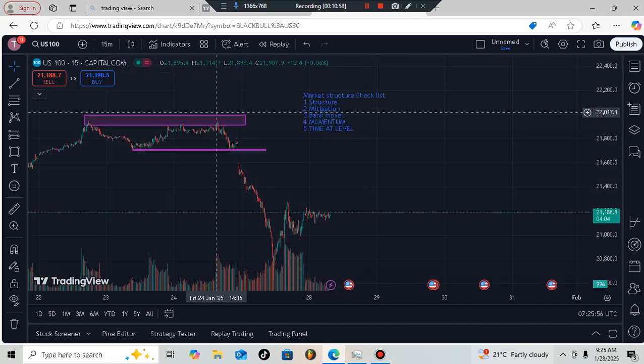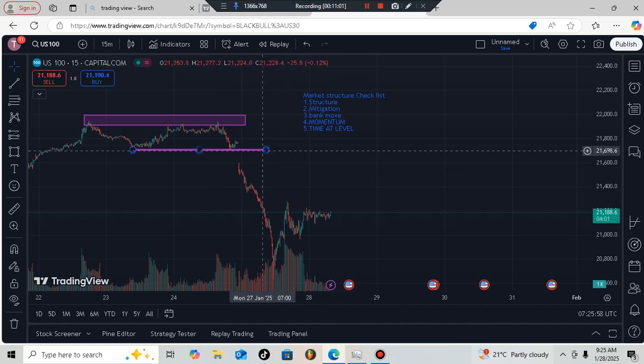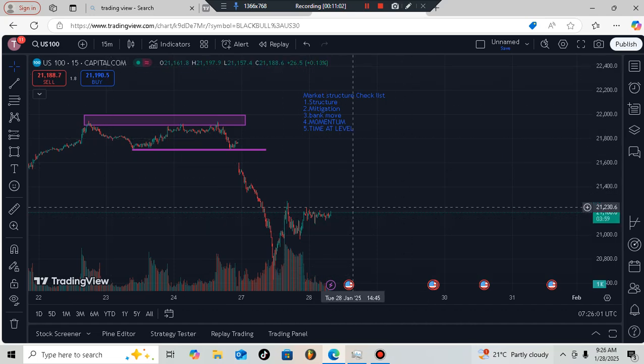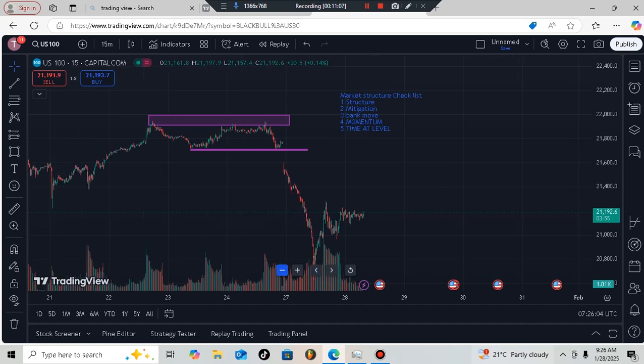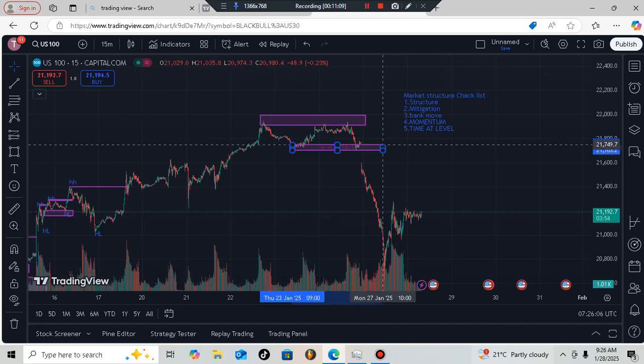In this instance, obviously, it broke that structure, so that structure confirmed broken, so we know where the direction is going. Now we're looking for our mitigation. As you can see, the only significant mitigation block that we can see right here is right here.